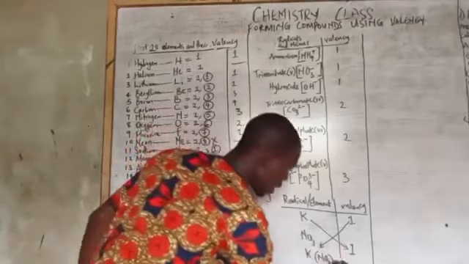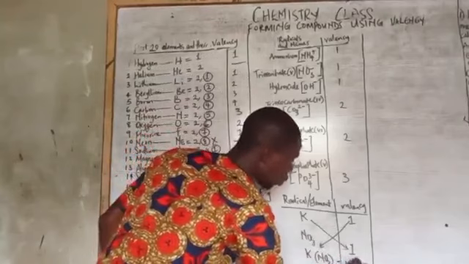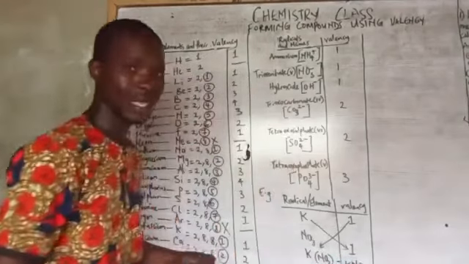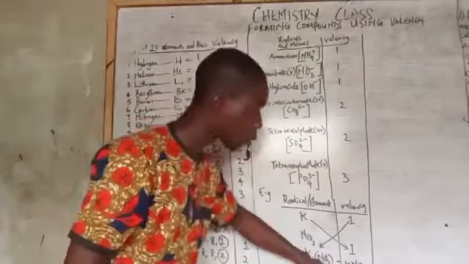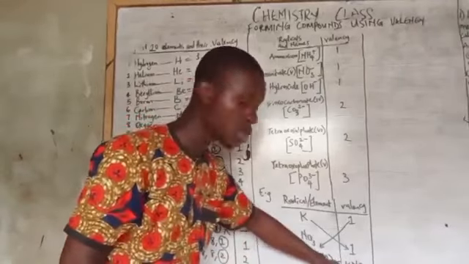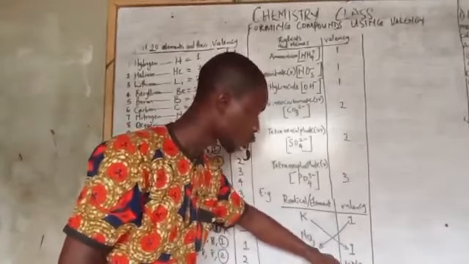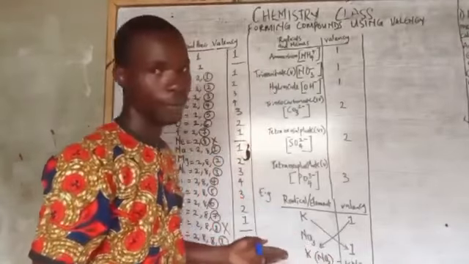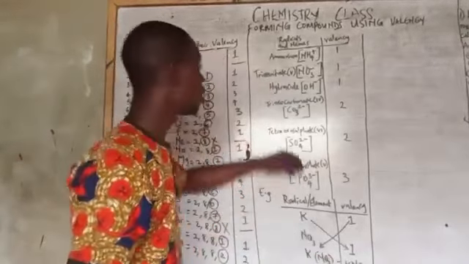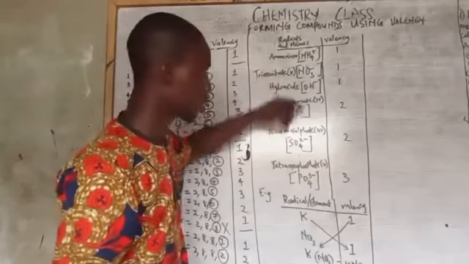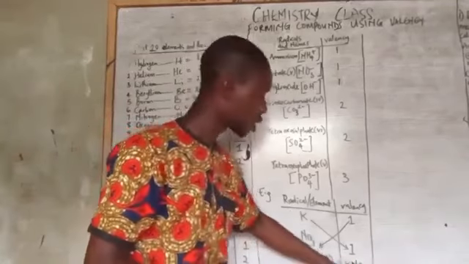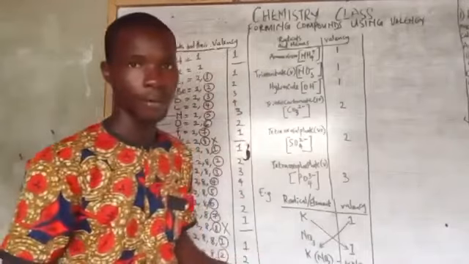We can rewrite this as KNO3. And this can be read as potassium, NO3 means trioxonitrate 5. So we know NO3 is talking about trioxonitrate. So this is potassium trioxonitrate 5.